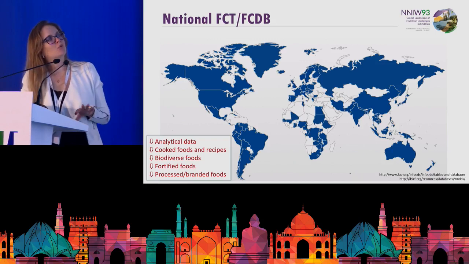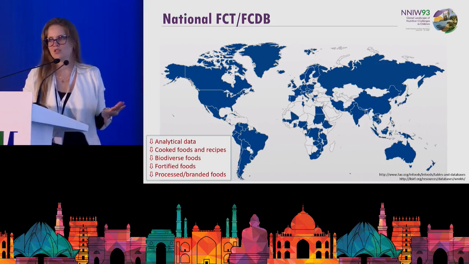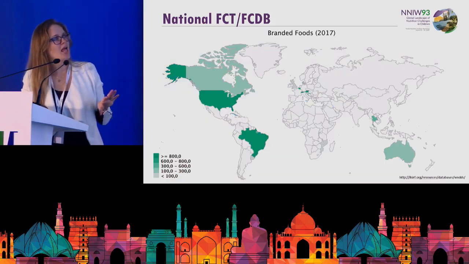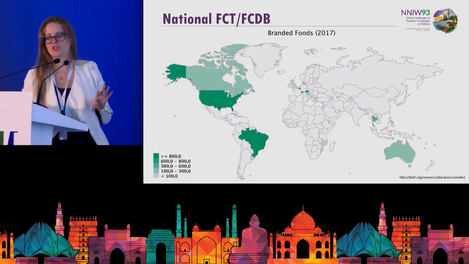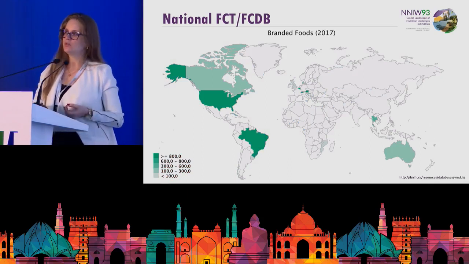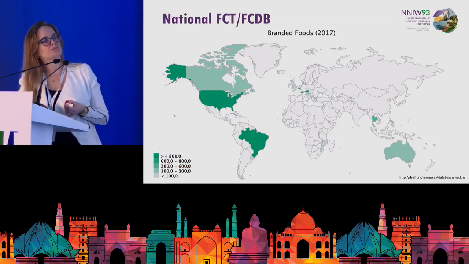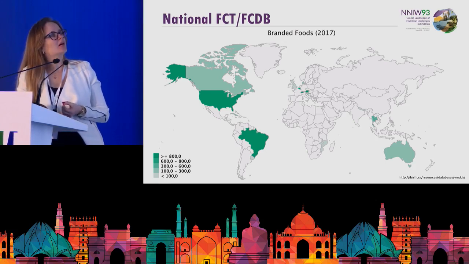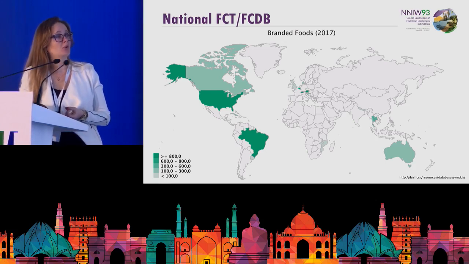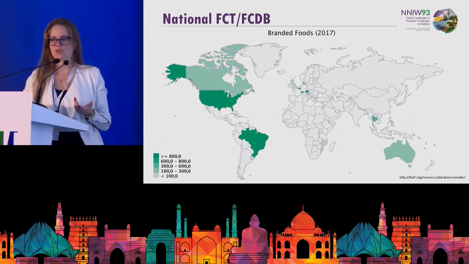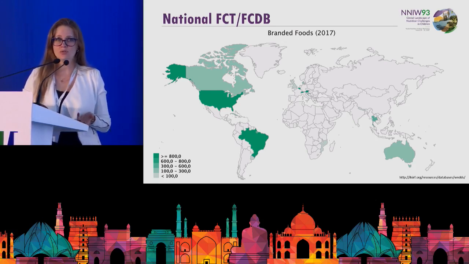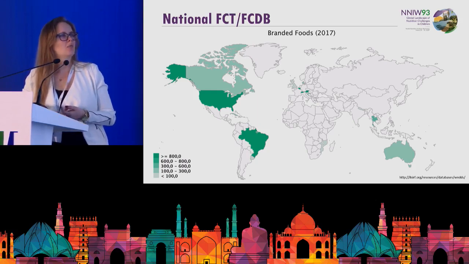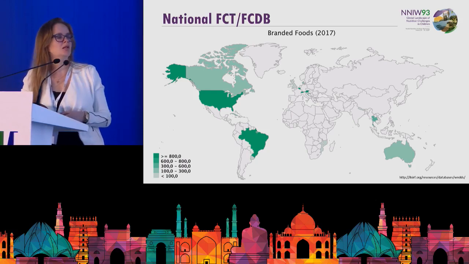When we look at the map, we can see all the food composition tables that have been published. And now, in green, are the food composition tables that include branded foods. So meaning that they are very few. It would be very recommended that countries work closely with the food industry to include more of these products in their food composition tables, increasing the quality of the information.